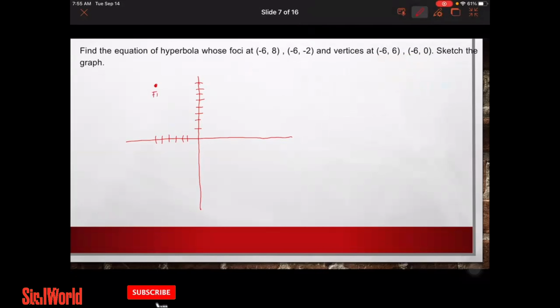Next, negative 6 and negative 2. So 1, 2. Ito naman siya, is our F2. Next, vertices at negative 6 and positive 6. So, 1, 2, 3, 4, 5, 6. Ito siya.